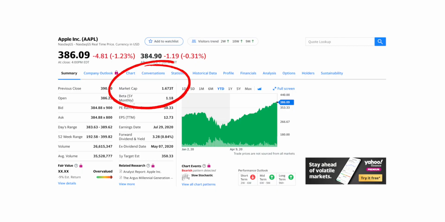Market cap or market capitalization is simply how valuable a company is based on its share price. You just take the share price, times it by how many shares there are, and you get the market cap. It's just a broad view, and you can compare market caps and see how big one company is compared to another.